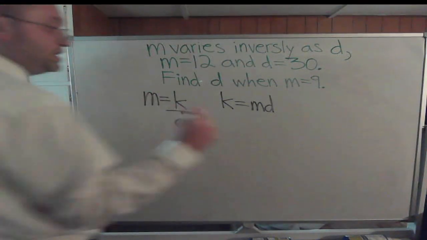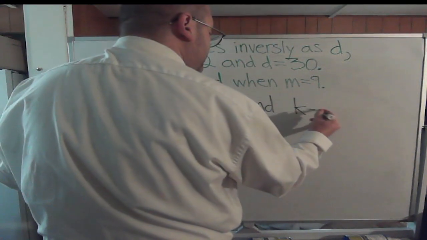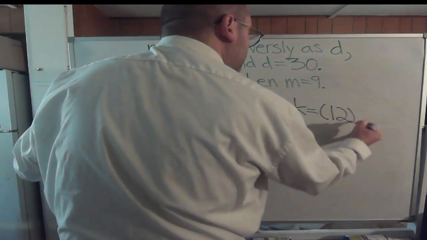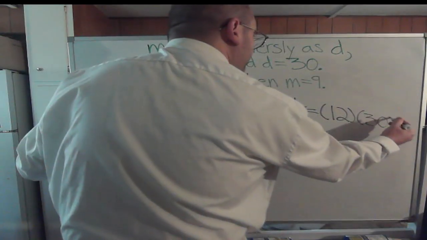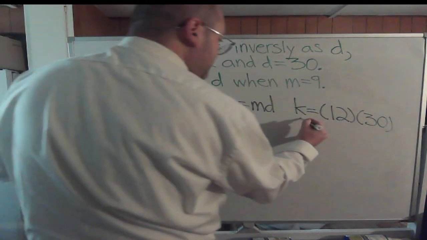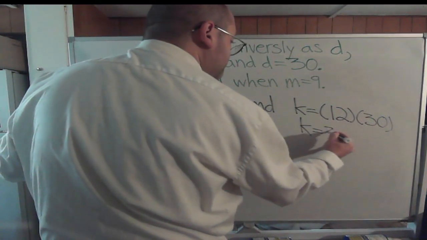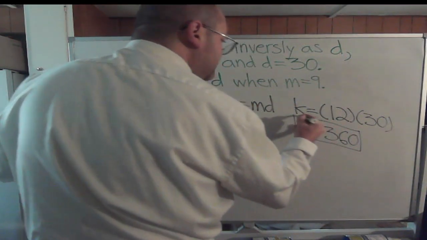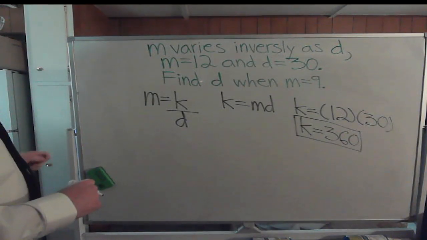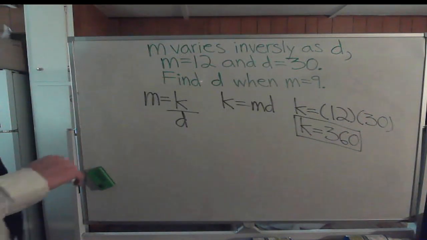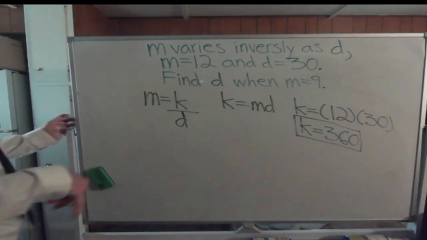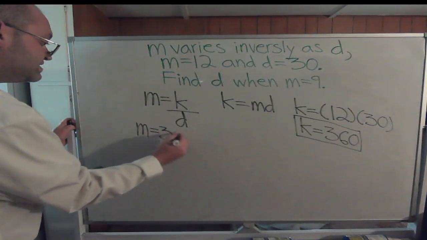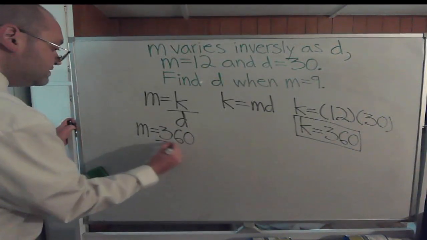To solve for the constant of variation, you just plug those two values of M and D in and multiply them. So K would equal 12 times 30. Now you just multiply 12 times 30, that would give you 360. So the constant of variation in this case is going to be 360. So that's step 1. Step 2 is you need to find the new equation with that constant of variation. That's going to look like M equals 360 all over D.